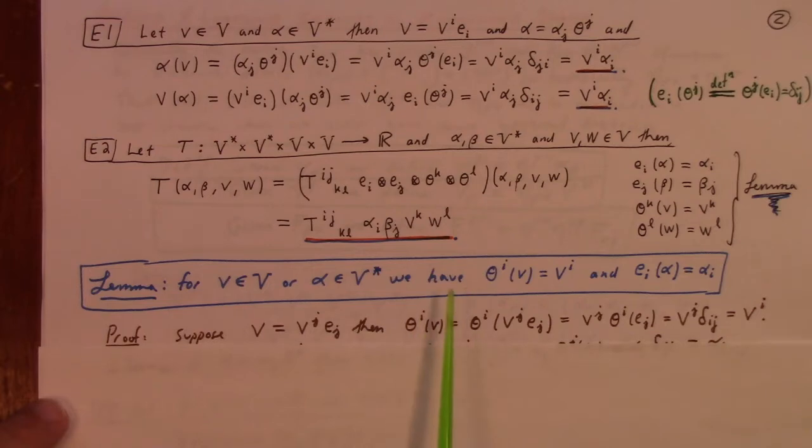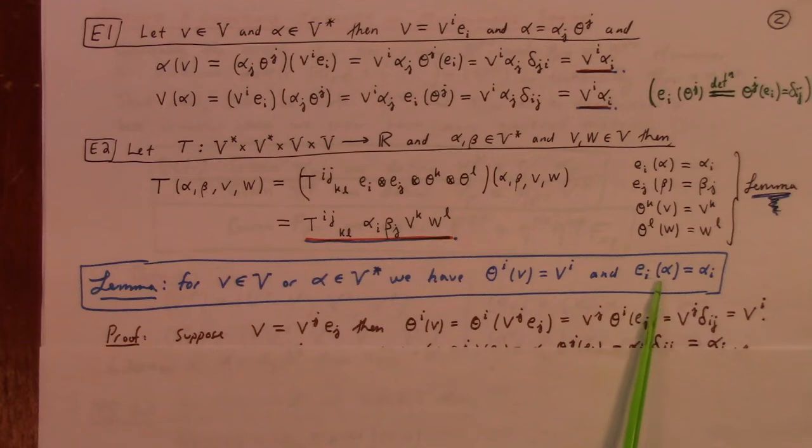So we have a lemma. Here's the lemma I just used. Theta^i acting on V gives you V upper i, and e_i acting on alpha gives you alpha sub i.